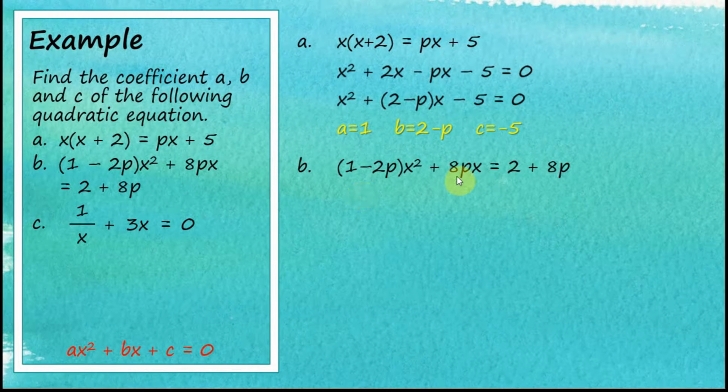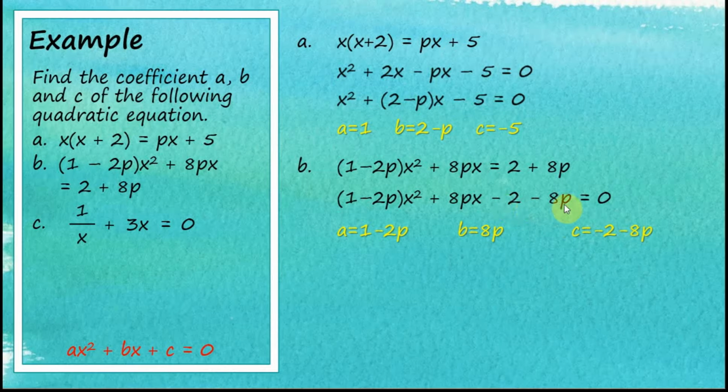This one is simple. We have two terms on the right, and for general form, this must be equal to 0. So we shift these two terms to the left, so this is what we have. Then from here, we can tell directly what a, b, and c are. This is our a, and this is our b, the coefficient of x. And this whole thing is c. So c equals negative 2 minus 8p.